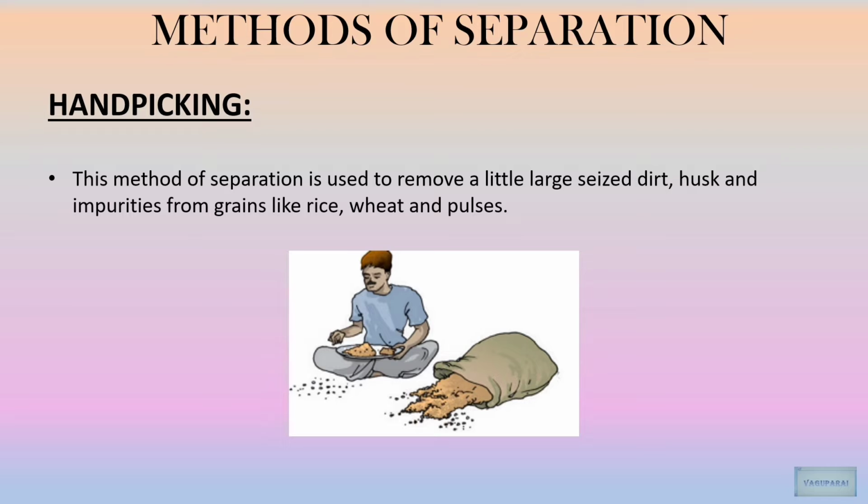Now we'll see the different methods of separation. Hand picking is one such method. For example, we've been given a gunny bag full of rice or wheat or pulses, and then if we are asked to remove the impurity from it, large-sized dirt, husk and impurities from the grains are removed by hand. So this is one method of separation.